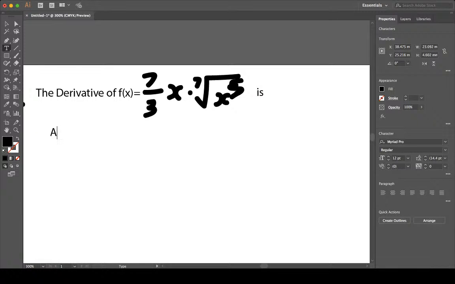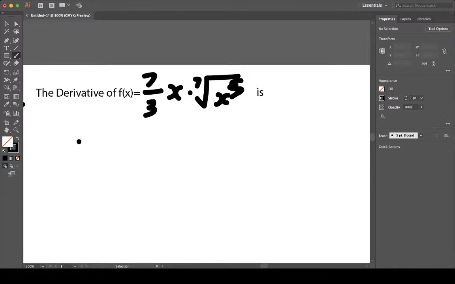A, you know what, let's not actually use choices. Let's just straight away solve this problem. So, how should we get started with this problem? The first thing I would say is to start by writing this.